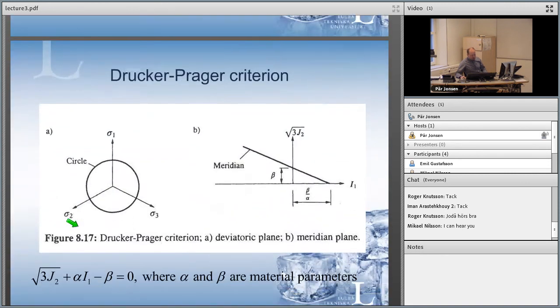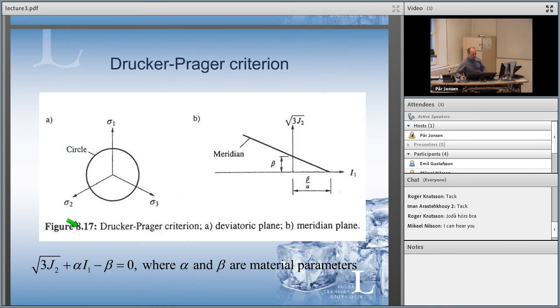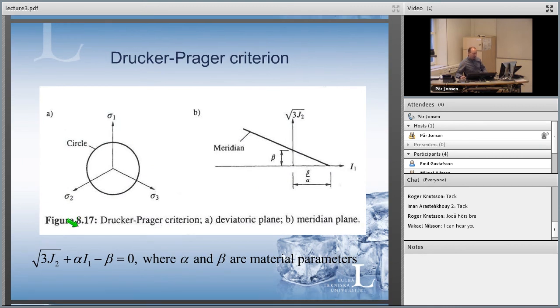So if you look at, we cut the plane. We have a circle. So we don't have any load angle dependency in the Drucker-Prager model. It will be like von Mises, but we have a pressure dependency. So we have a circle instead. So this meridian will be constant, if you look at that plane.